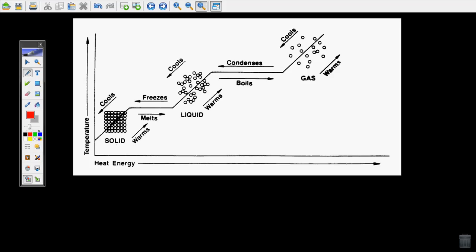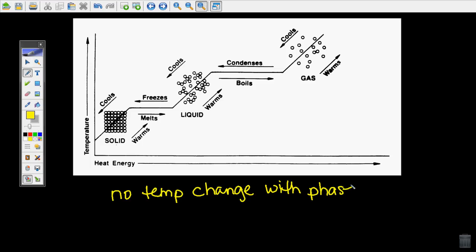Okay, here is a temperature versus energy graph that y'all will have to know. On the diagonal lines is where you have your states of matter, and the flat lines is where all your phase changes occur. And there's no temperature change with phase changes. So temperature's on the y-axis and heat is on the x-axis.